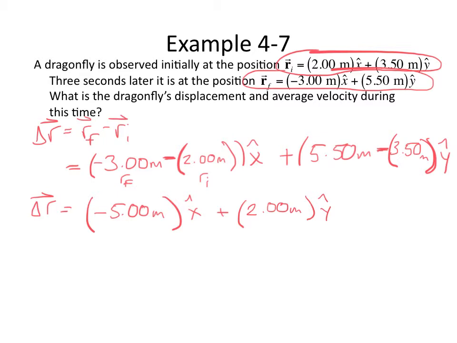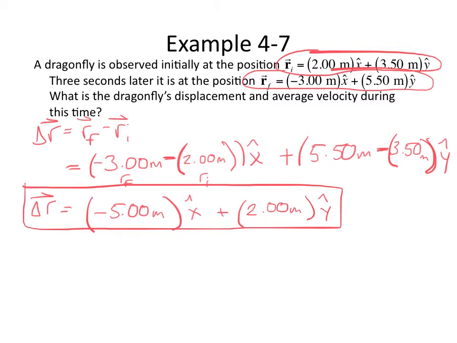All right? And that is our value of our displacement vector. From the initial position to the final position, it has been displaced in the negative x direction 5 meters, and in the positive y direction 2 meters. Okay, so that's our displacement right there. It's also asking us for the average velocity as well. I'm going to do this part in blue right here.